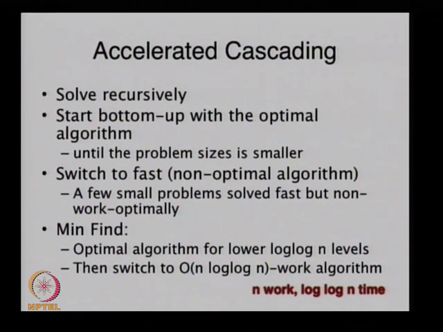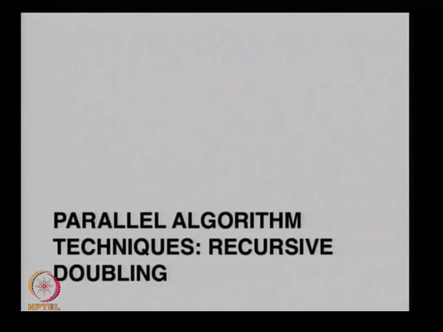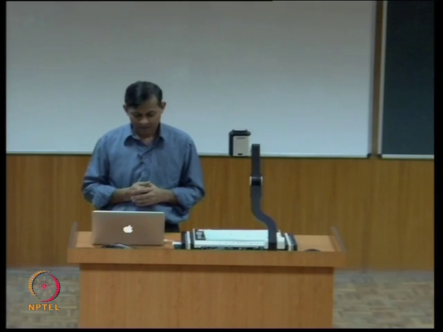Okay. Let's go through one more technique and then I want to switch to CUDA because that's what you are going to be doing next. This technique is called recursive doubling, sometimes also called pointer jumping.